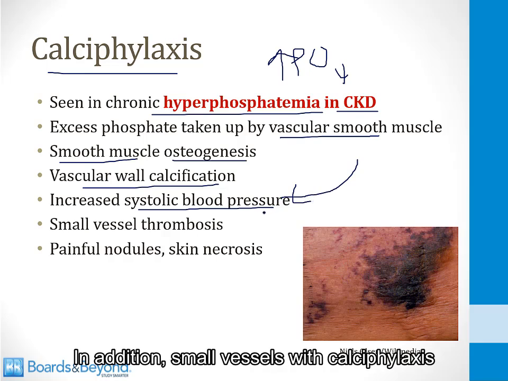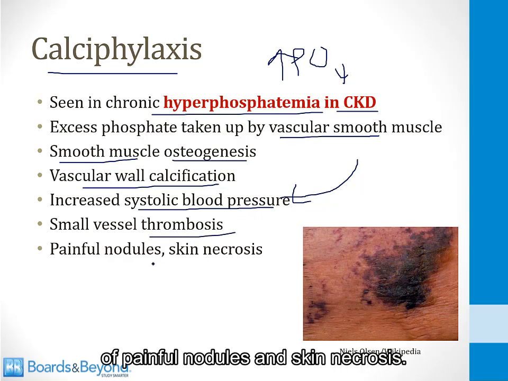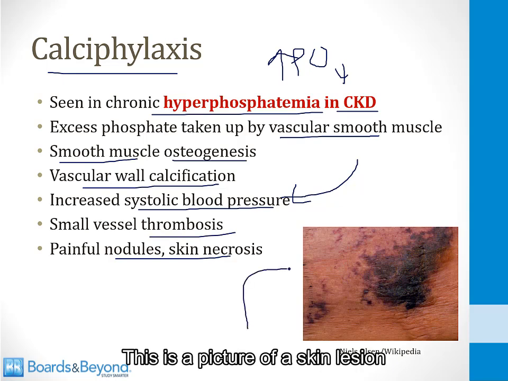In addition, small vessels with calciphylaxis can develop thrombosis, and this can lead to the formation of painful nodules and skin necrosis. This is a picture of a skin lesion in someone who has calciphylaxis, and this is another one of the consequences of this form of metastatic calcification.